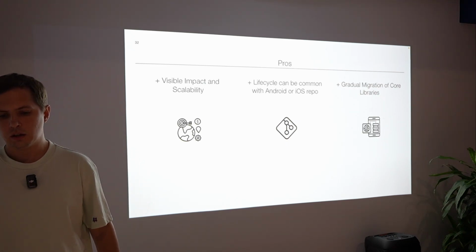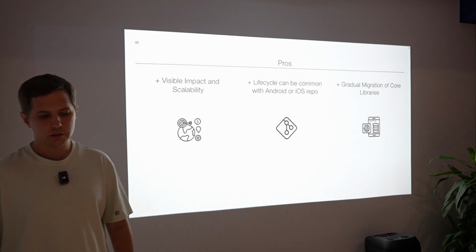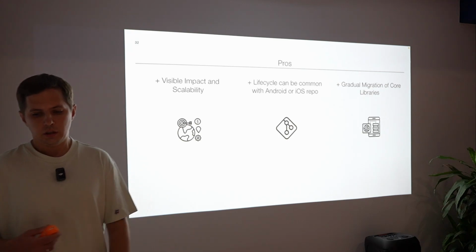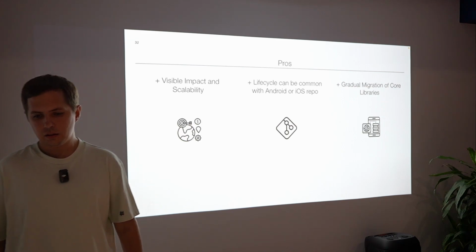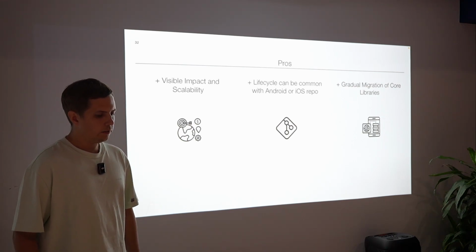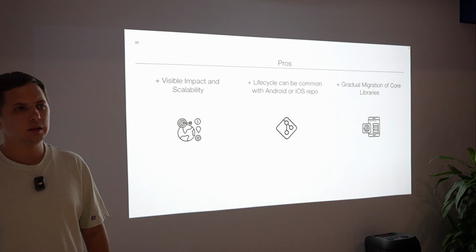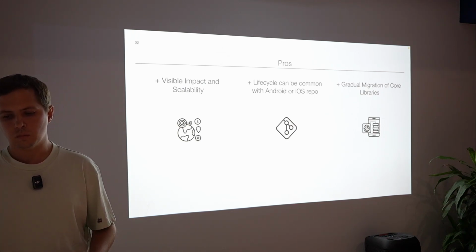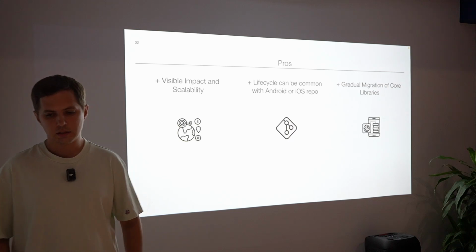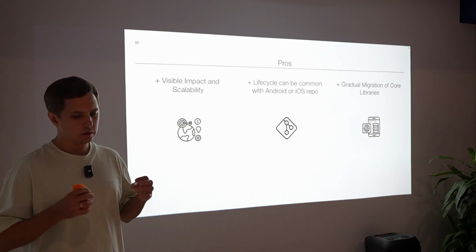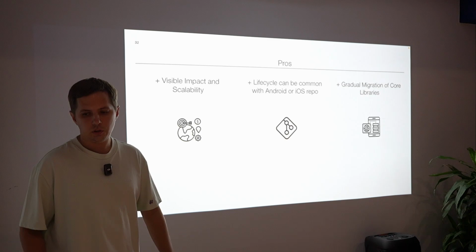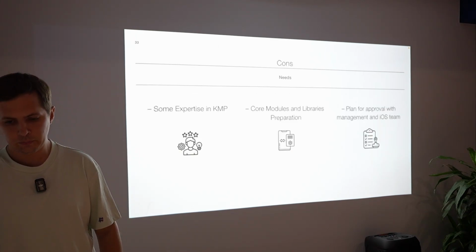Also, lifecycle can be common with Android or iOS repositories. So you can put, for example, KMP code into your Android monorepo and only include it in the iOS monorepo. So you have at least one pull request less than in the previous approach. And last one is that by developing a product feature in KMP, you can gradually migrate other core libraries of your application, other platform features as well. So you can start from a small product feature which has fewer dependencies on these libraries and continue evolving, introducing new core libraries in KMP.